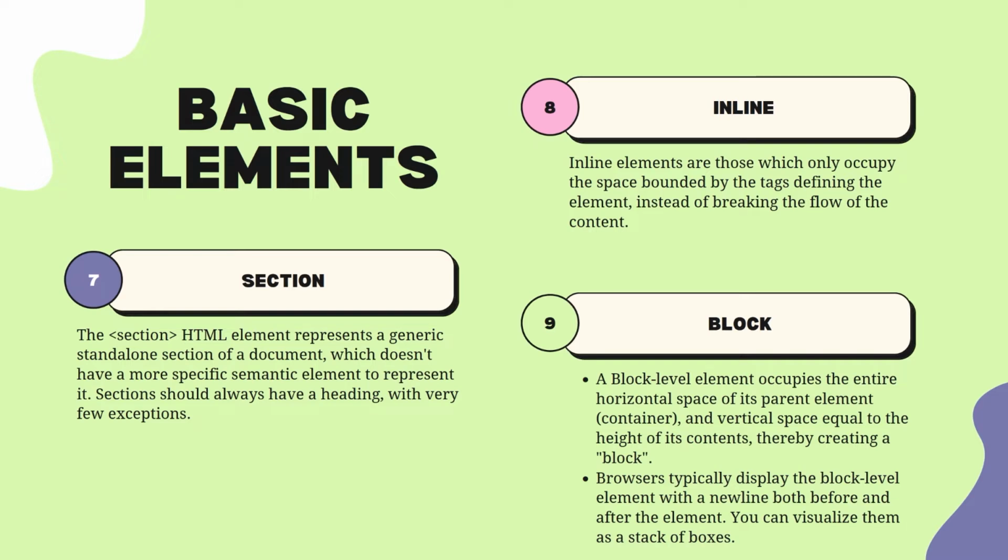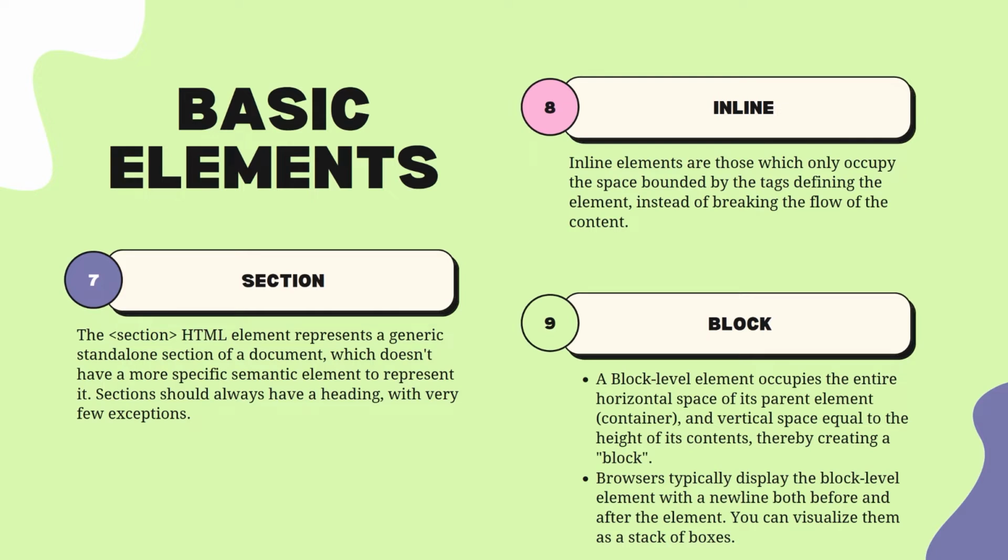So inline elements are those which only occupy the space bound by the tags defining that element instead of breaking the flow of the document. So you can think about inline elements as you're going to check out at the grocery store. You get to the queue and you get behind somebody, and then somebody comes along and gets behind you, and then somebody behind them, and so on and so forth. And everybody just naturally falls in line with where they naturally should go. And so that's how you can think about inline elements.